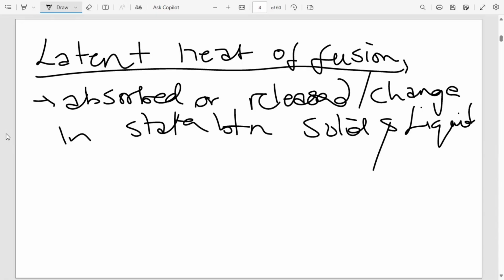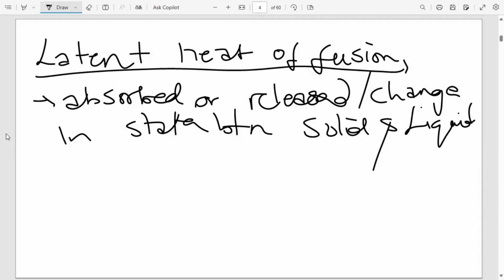So when there's a change in state between solids and liquids, the amount of energy that is going to be released or absorbed is going to be called what? It's going to be called the latent heat of fusion. So it is going to be released when you're changing from liquid to solid, and absorbed when you're changing from solid to liquid.